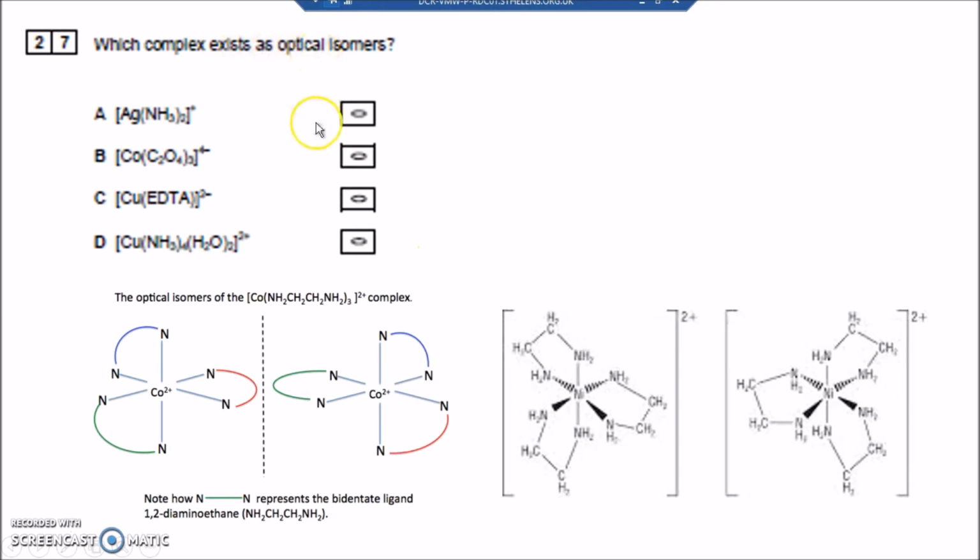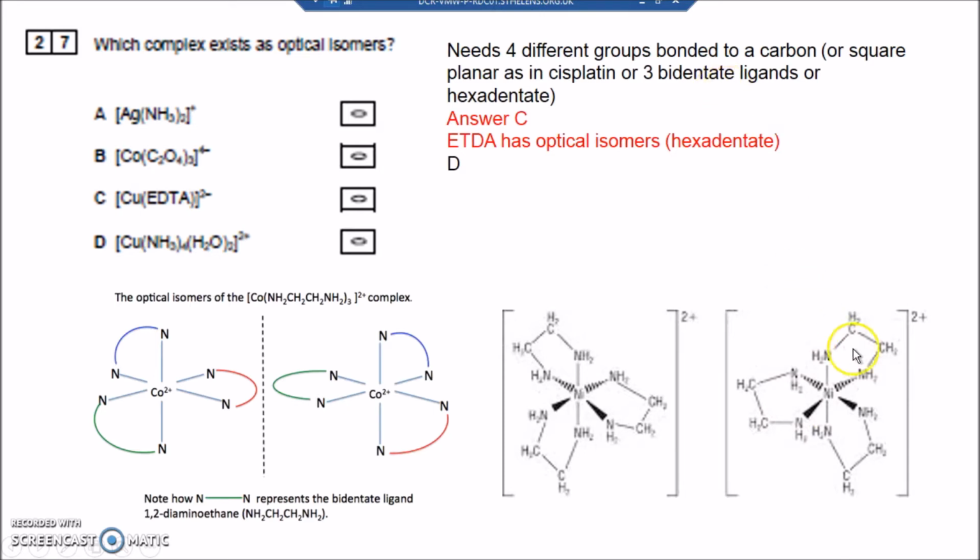Which complex exists as optical isomers? Might just be easiest to learn the EDTA. EDTA has 6 coordinate bonds or 6 dative bonds from the 1 ligand. So from the 1 molecule of EDTA, it forms 6 bonds. And so in a way there's 3 different bidentate ligands, 3 around it. The same thing can happen with something like 1,2-diaminoethane, where you get 3 bidentate ligands. In this case, you've got 1 ligand with 6 different coordinate bonds. It's called hexadentate. But if you get that kind of shape of 3 or 6 dative bonds from 1 ligand, this kind of shape, it can show optical isomers. So your answer is C.